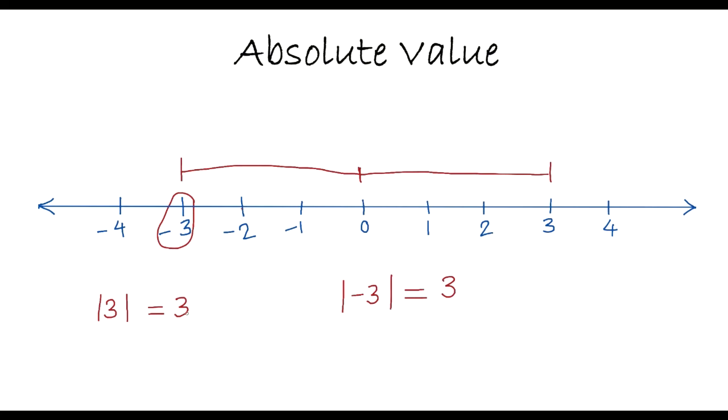So the absolute value of positive 3 is 3. The absolute value of negative 3 is also 3. This is the distance from 0 to that specific number, the distance between them. Okay, so what will be the absolute value of negative 4? The distance is 1, 2, 3, 4 units. So the absolute value will be 4.